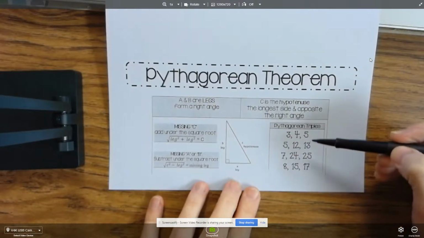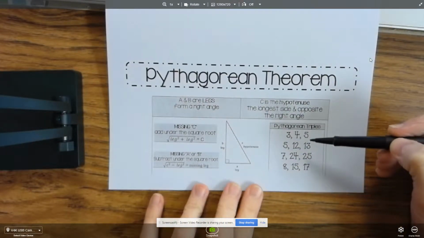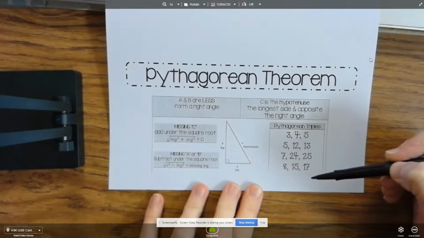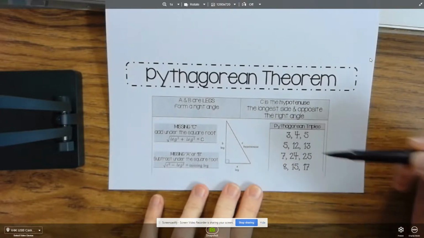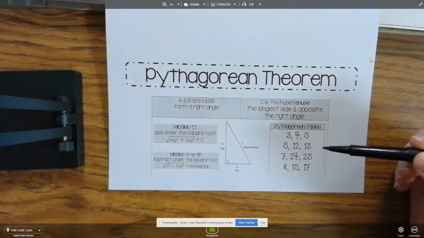And then the other thing we have are Pythagorean triples. These are these nice, pretty measurements that we can get with a right triangle where we don't have any decimals or we don't have to round.